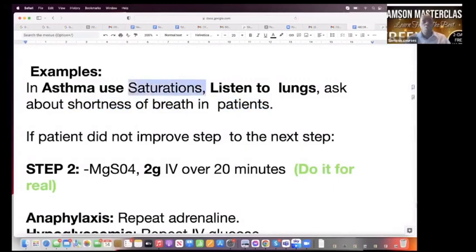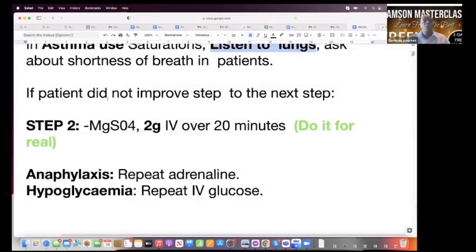Saturations are still low. Then I can say, okay, give me just 1 second. I need to listen to your chest. You auscultate in one position, and there is still wheeze. So what I'm going to do, I will step up now, Mr. Brown. I'll be giving you magnesium sulfate, 2 grams IV over 20 minutes.